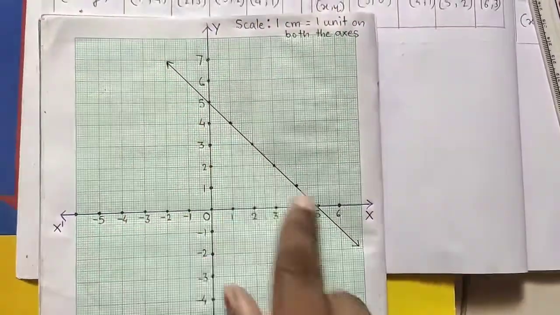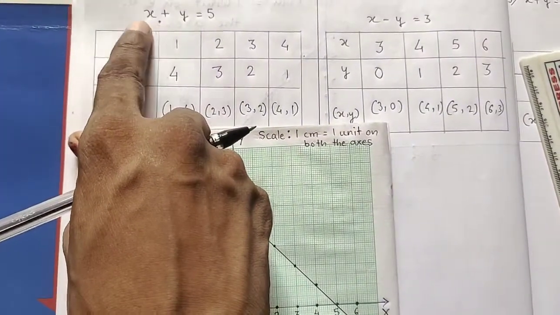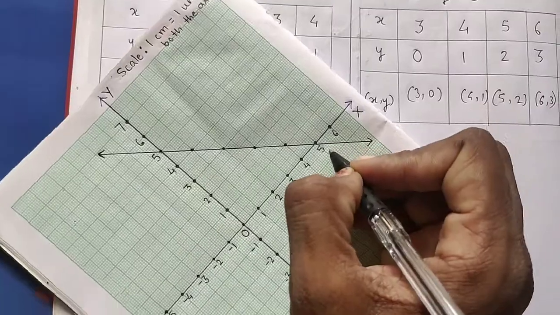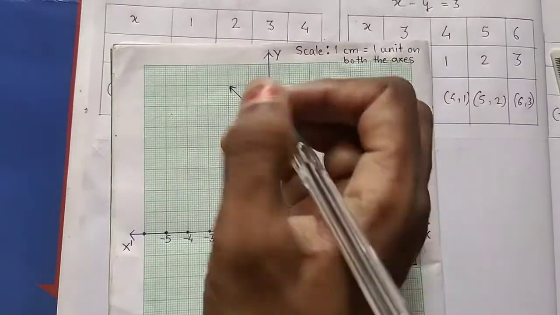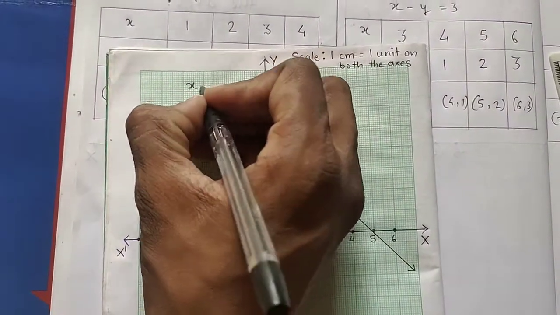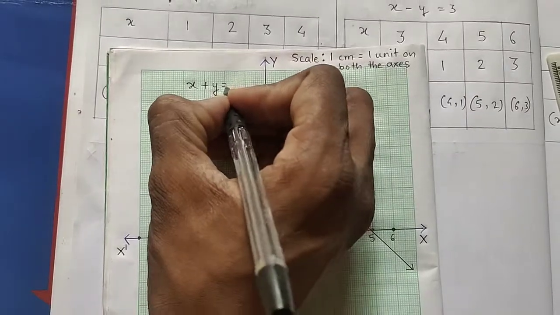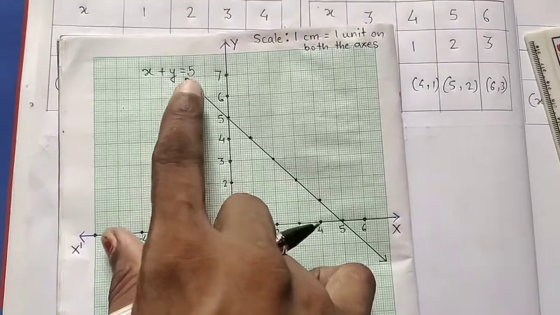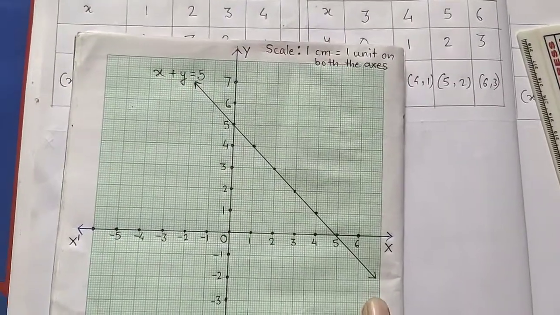Now what is this line? This is your first line, right? x plus y equal to 5. So give the name to the line. Suppose I am giving the name here, x plus y equal to 5. Okay, so in this way we have completed our first line.